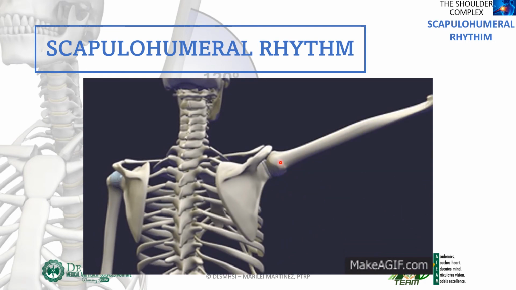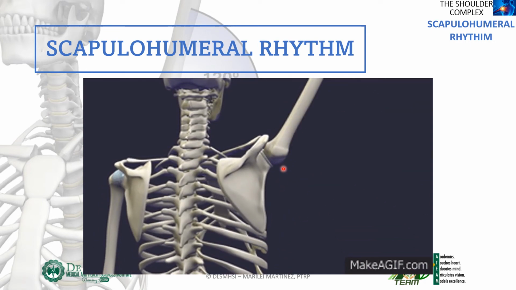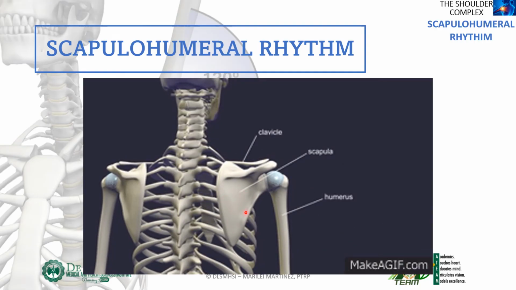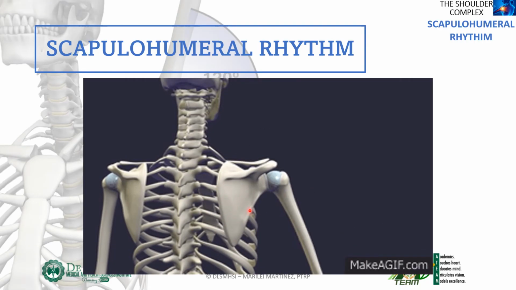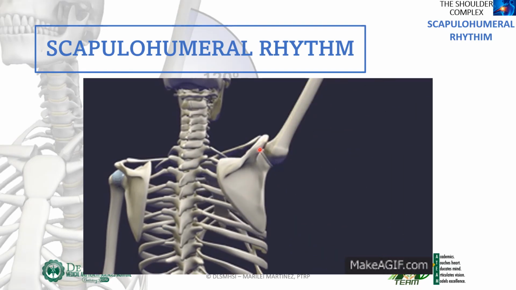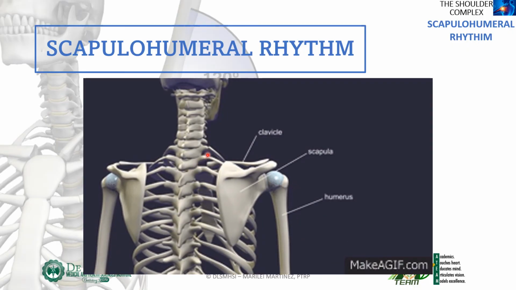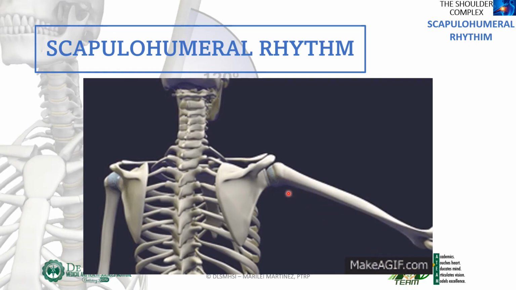As you can see, abduction of the shoulder involves abduction of the glenohumeral joint, upward rotation of the scapula at the scapulothoracic joint, upward rotation of the scapula in the AC joint, and elevation of the clavicle in the sternoclavicular joint. One last time.